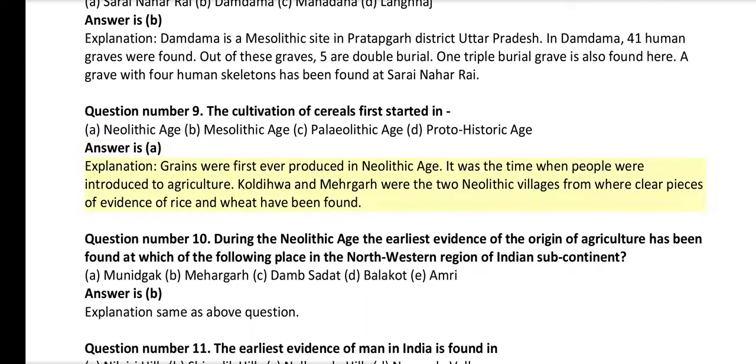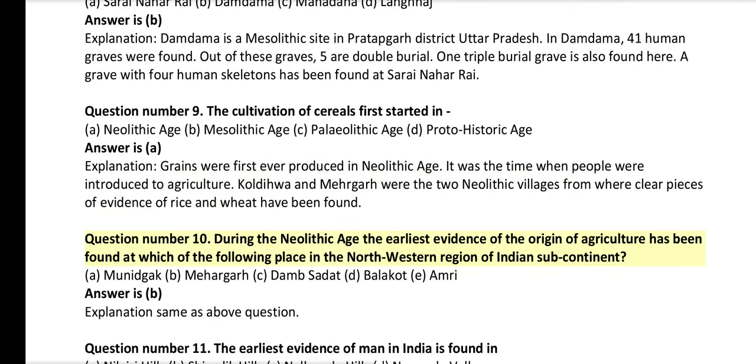Explanation: grains were first ever produced in the Neolithic age. It was the time when people were introduced to agriculture. Koldihwa and Mehrgarh were the two Neolithic villages from where clear pieces of evidence of rice and wheat have been found.